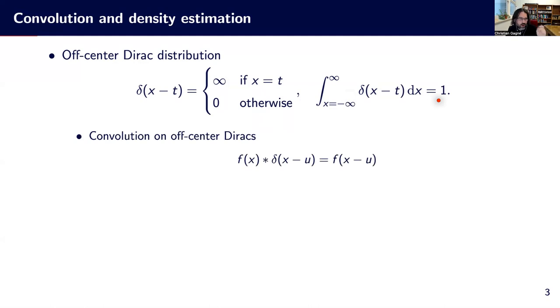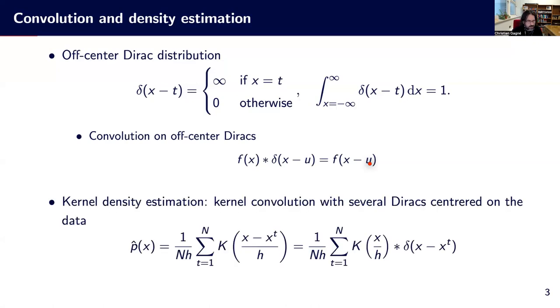And the point is that when we are convolving Dirac functions with f functions, we have as a result directly that f of x convolved with Dirac of x minus u is equal to f of x minus u. That's a way to put things in place.